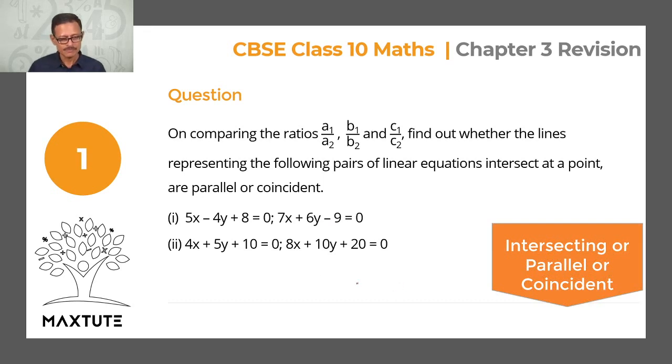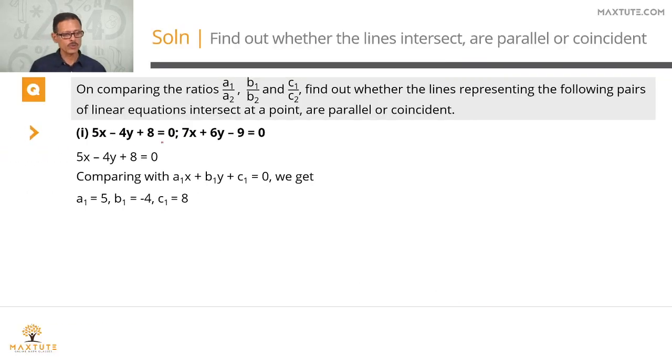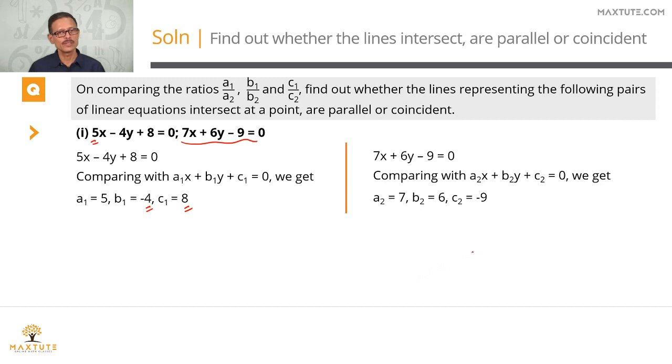Start with this question. On comparing these ratios, find out whether the lines representing these two linear equations, we've been given 2 pairs, right? Do they intersect at a point? Are they parallel lines? Or are they coincident lines? Start with the first pair. 5x minus 4y plus 8 equals 0. So, a1 equals 5, b1 equals minus 4, c1 equals 8. In the second equation, a2 equals 7, b2 equals 6 and c2 equals minus 9.